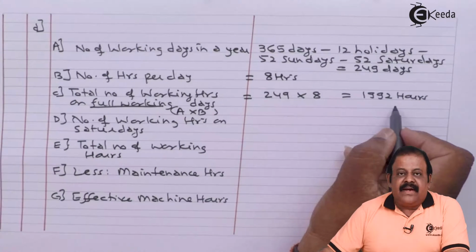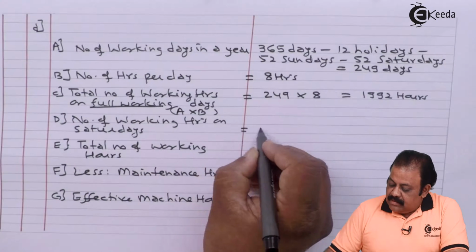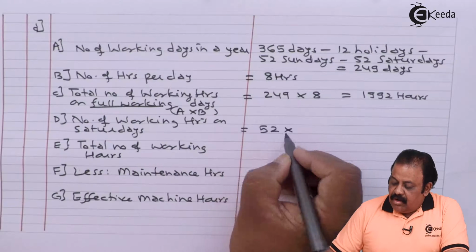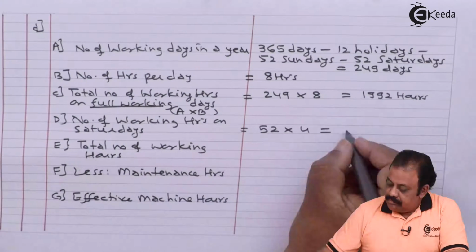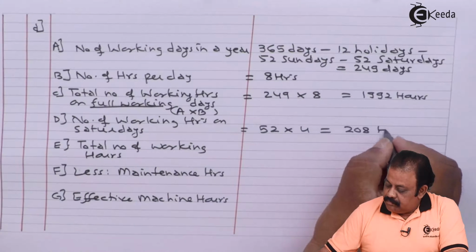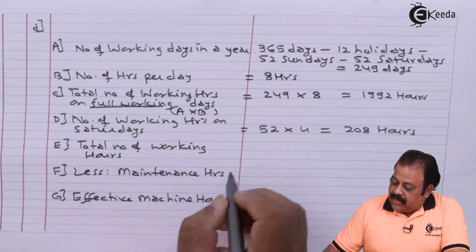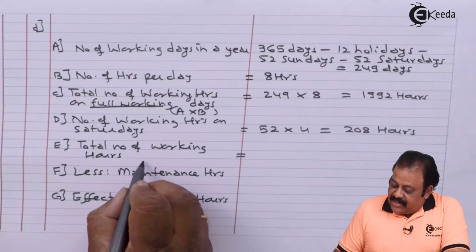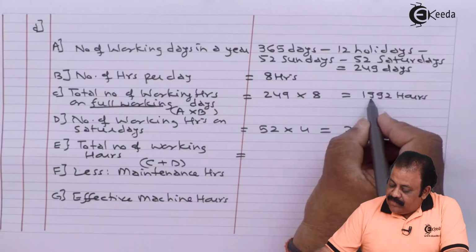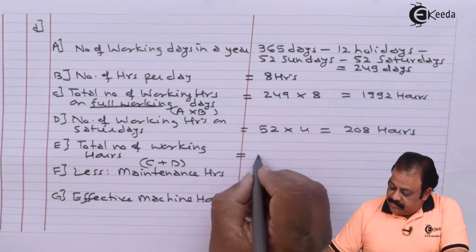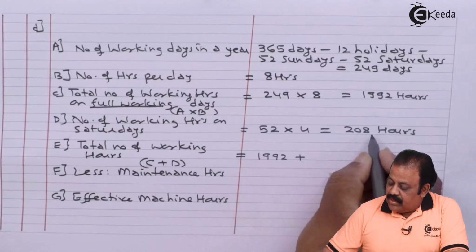It is 1992 hours. Number of working hours on Saturdays: there are 52 Saturdays. On Saturdays, the factory is working for 4 hours, so 52 multiplied by 4 is 208 hours. Total number of working hours will be the addition of C and D: 1992 hours plus 208 hours.